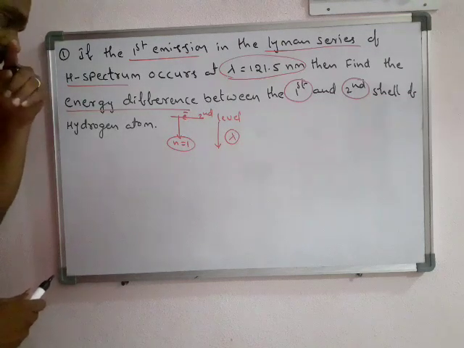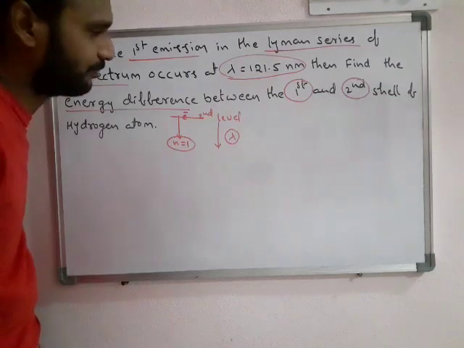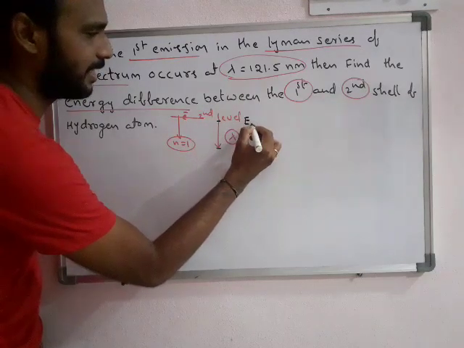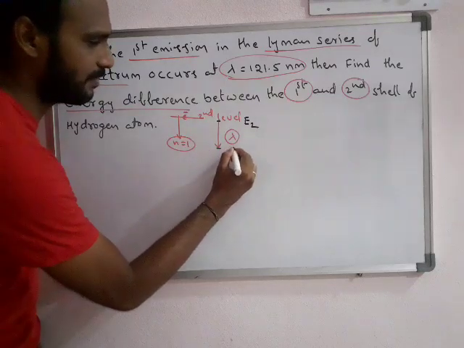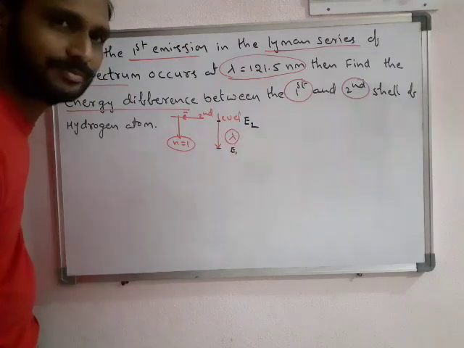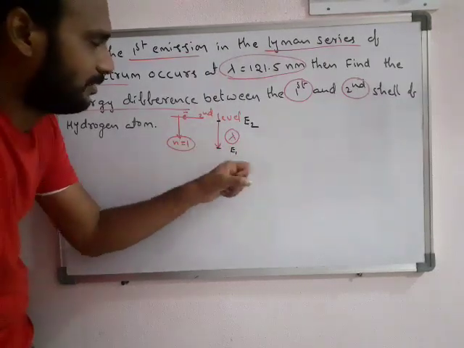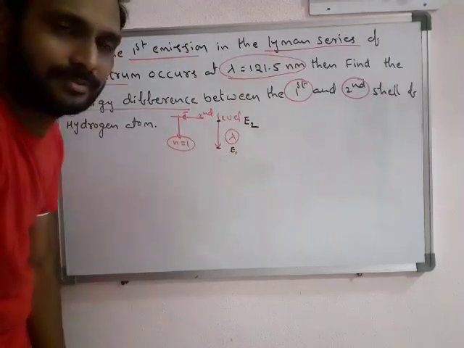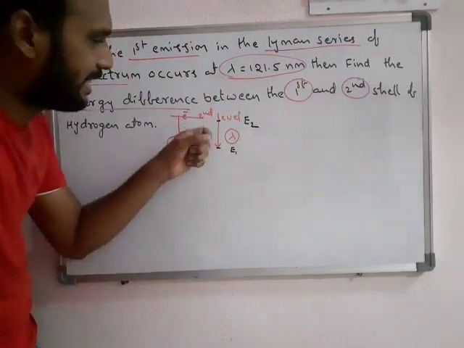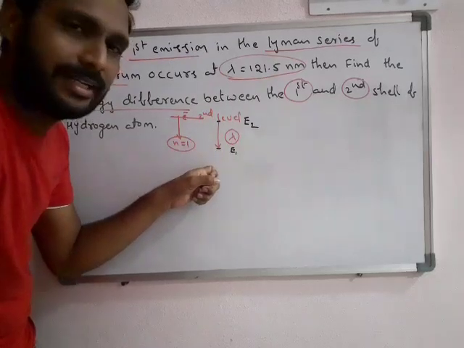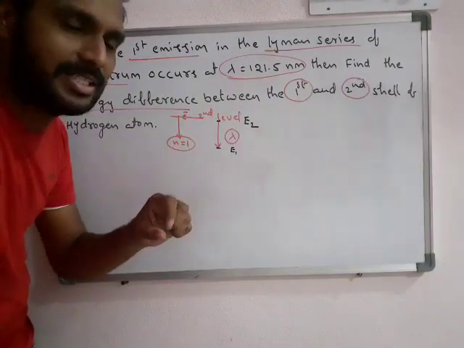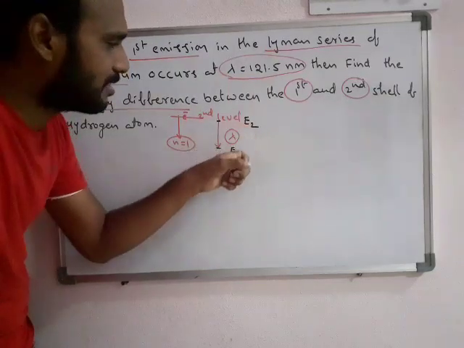Okay, so we always know, according to Bohr's theory, the energy difference between the two levels. For example, energy of second level is E2, the energy of first level is E1. So the energy difference between these two levels is equal to the energy released when electron is emitted from higher level to lower level. According to Bohr's theory, when an electron de-excited from higher level to lower level, it emits energy. How much energy? That energy which is equal to the difference of those two levels' energy.